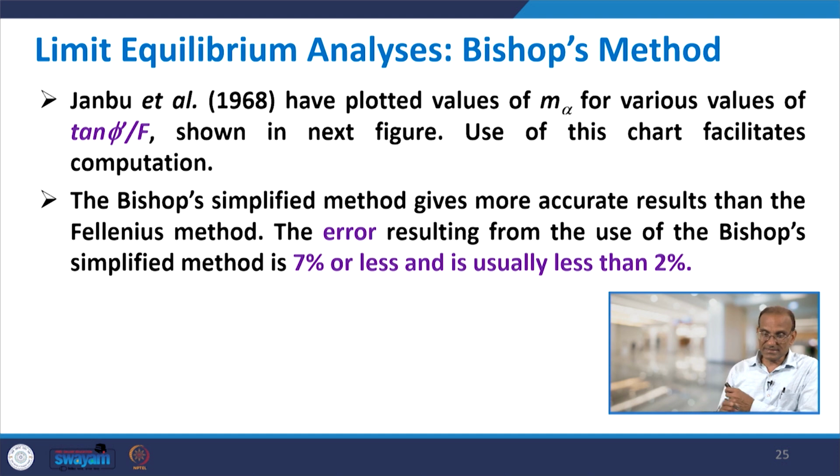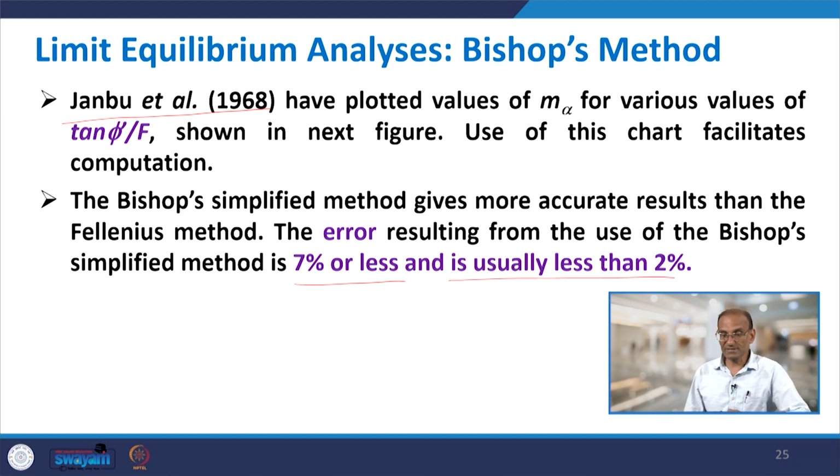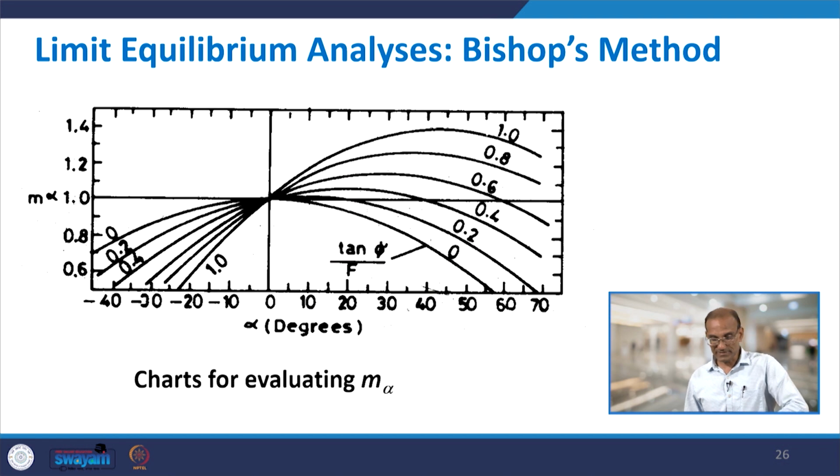Janbu et al. in 1968 gave some curves to make the calculation easy, plotting values of m alpha for various values of tan phi and F, which is shown in the next figure. Use of this chart facilitated computation. The Bishop simplified method gives more accurate results than the Fellenius method. The error which results from the use of the Bishop simplified method is 7% or less, and usually less than 2%. So, mostly the results are accurate, and the charts are given here in this figure.